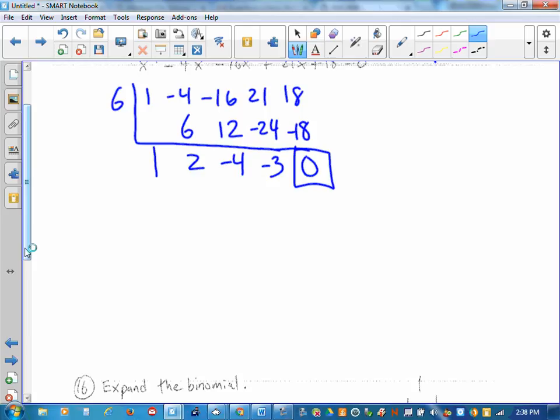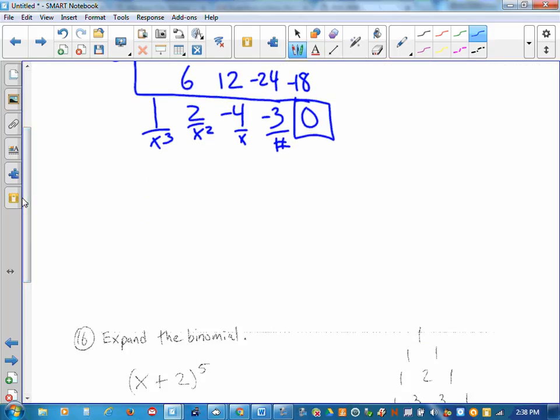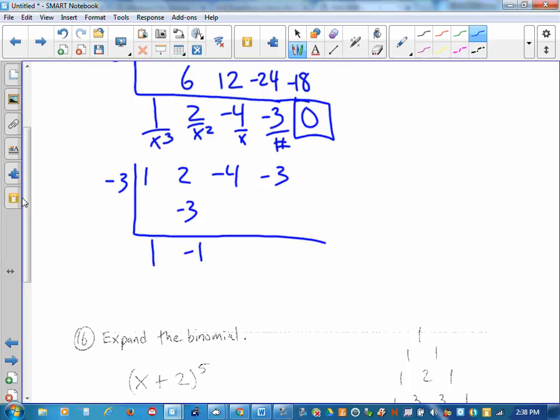So this is x squared, this is x cubed. So I've reduced this down to a cubic. But I know the other solution is negative 3, so I'm going to divide by negative 3. 1, 2, negative 4, negative 3. Drop, multiply, add, multiply, add, multiply, remainder 0. Okay, so now I have this quadratic to solve.